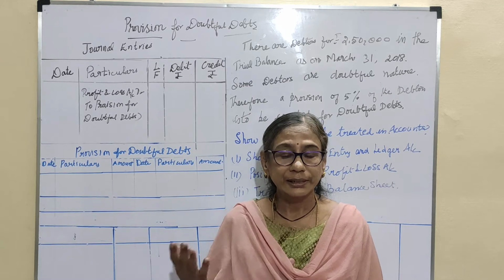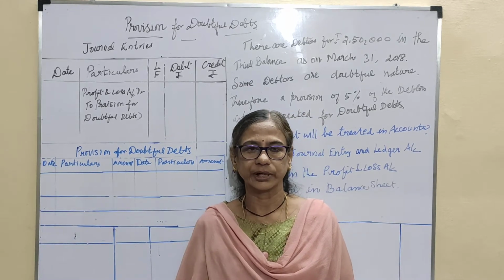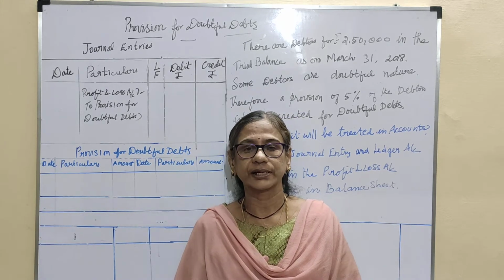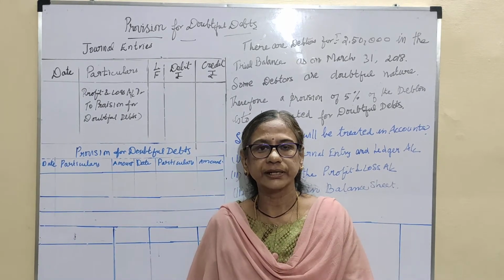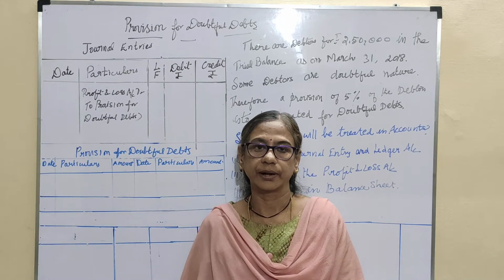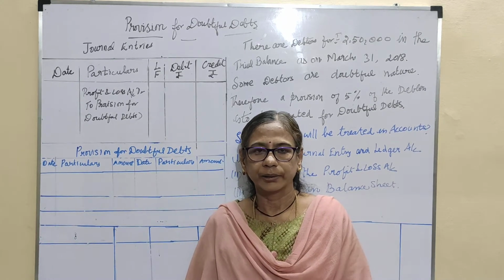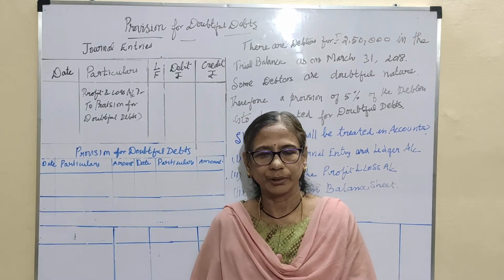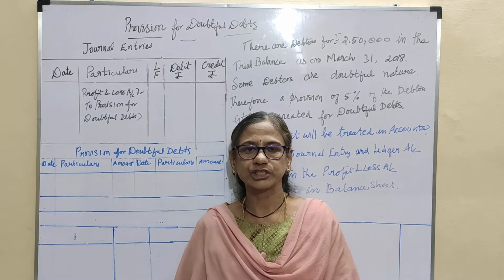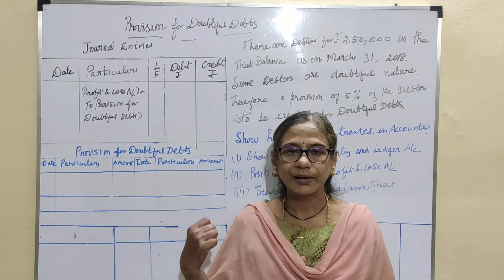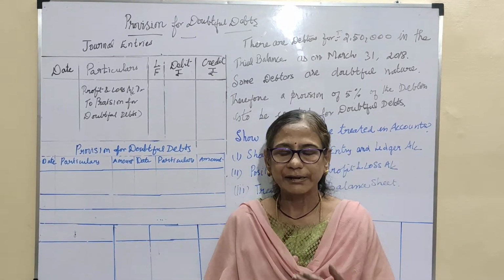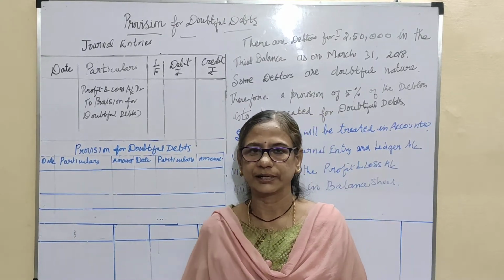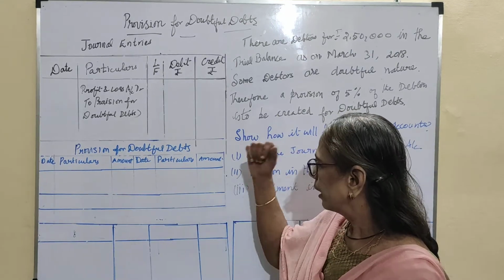For example, all the debtors are not good debtors. Some debtors are bad. Some may be doubtful debtors. So for these doubtful debtors, we have to create some provision, in order to show the heavy loss. There are 4 types of treatment we have to do regarding this provision for doubtful debtors. Now let us see.